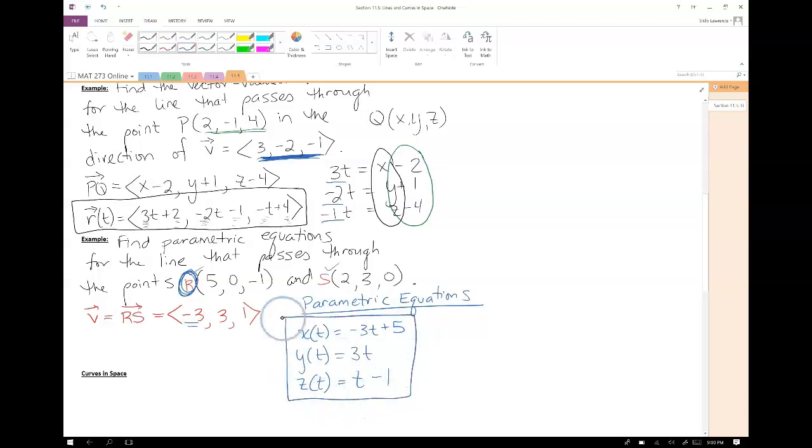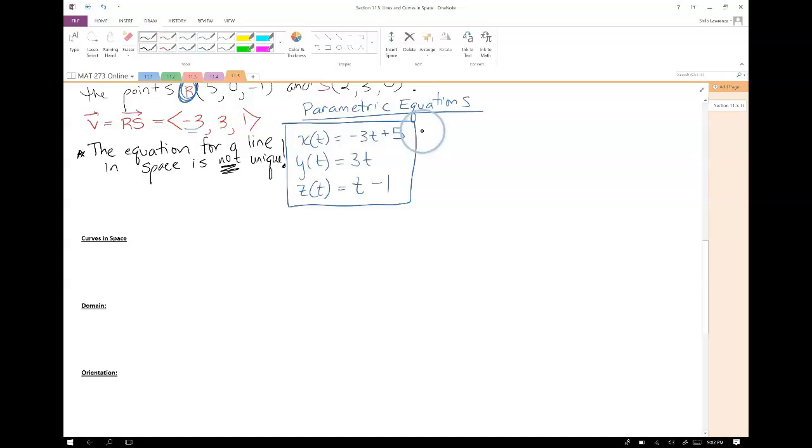Now we also could have used point S and our answer would look completely different, but it would still be the same line. So that's one important thing to point out here, is that the equation for a line in space is not unique. It's possible to come up with many different representations that, once graphed, all make the same exact line. Part of what dictates the fact that these three parametric equations are going to create a line in space is the fact that they are all linear equations. They all have t to the power of 1. So linear components create a line.